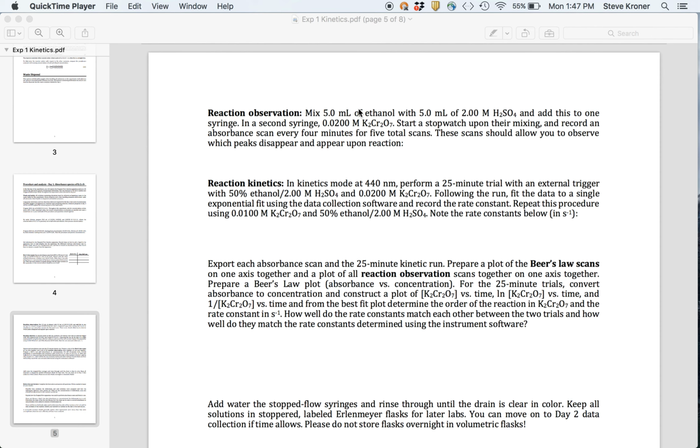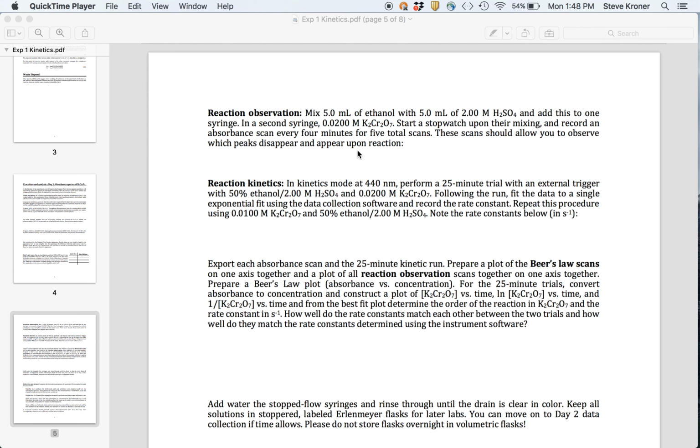This semester, what we're going to do is mix the ethanol and acid together into one syringe. Then in a second syringe, we're going to have the dichromate. And then we're going to flow them together, and we're going to keep that mixture in the apparatus. And then every 4 minutes, we're going to take a look at what's going on during the course of the reaction.